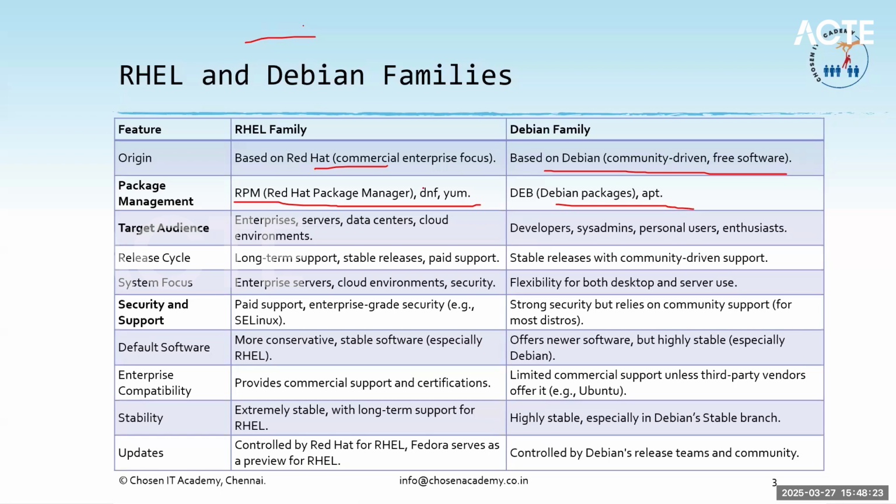Okay, so target audience, here it is enterprise servers. You can see this word enterprise keeps repeating in RHEL, whereas Debian is for developers, sysadmins, personal users, and enthusiasts. The release cycle is long-term stable releases with paid support. So this is what I mean, paid support. For Debian, stable releases with community driven support.